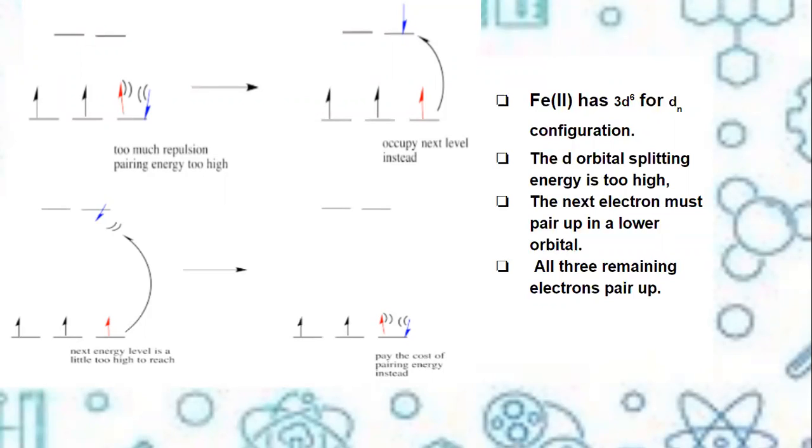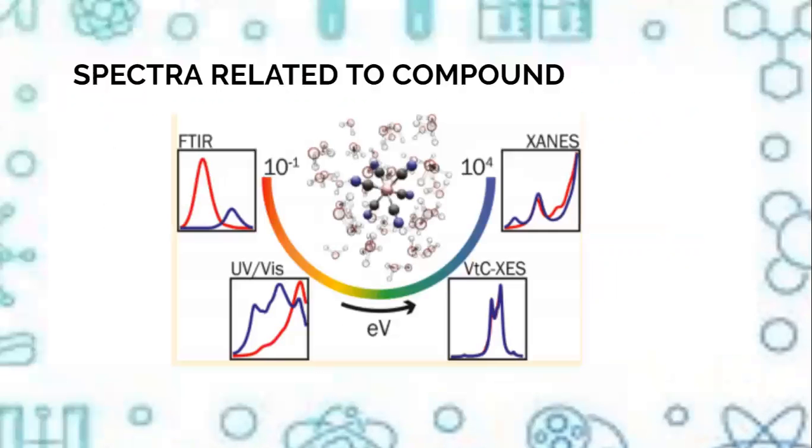Therefore, the remaining electrons pair up in the lower energy levels. Next, I will pass to Sofia.